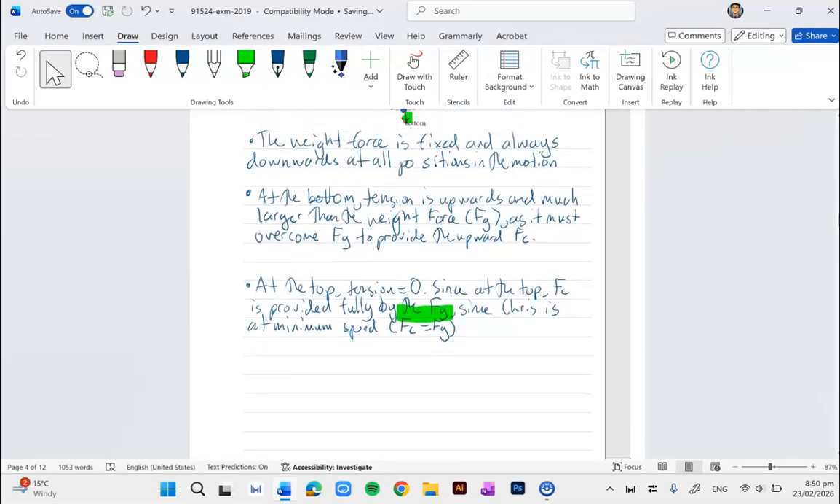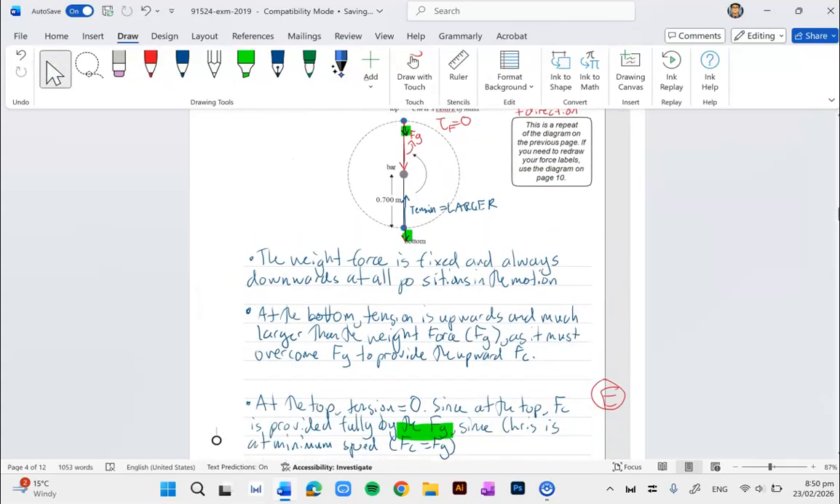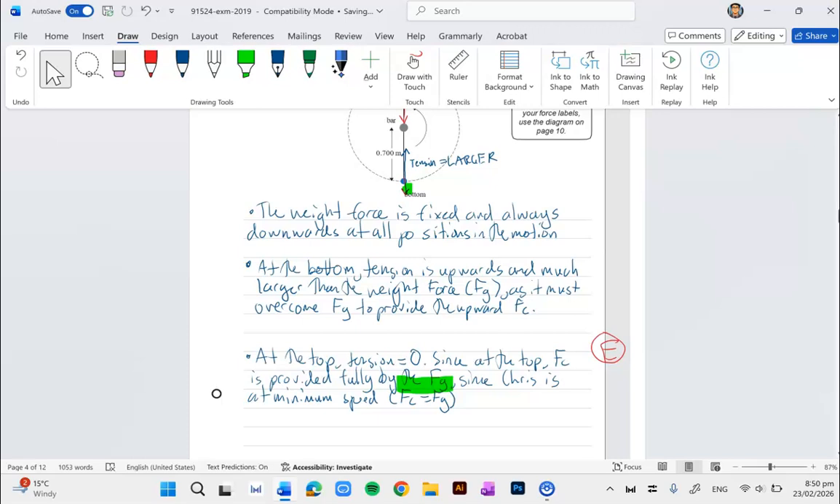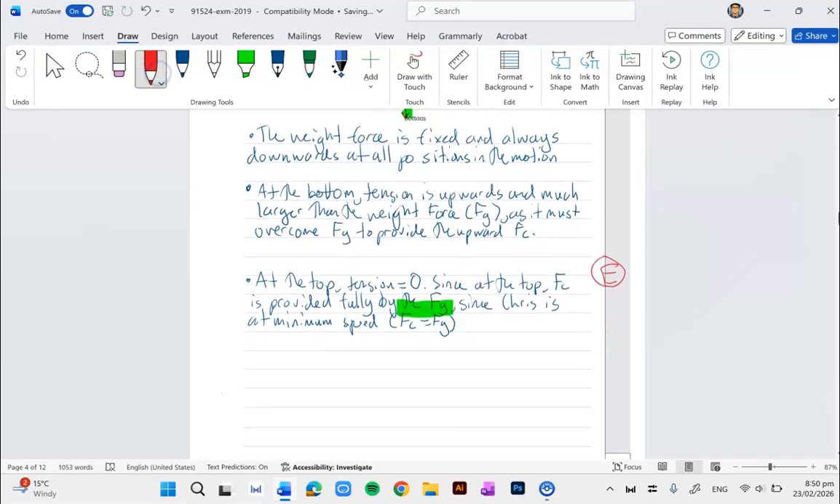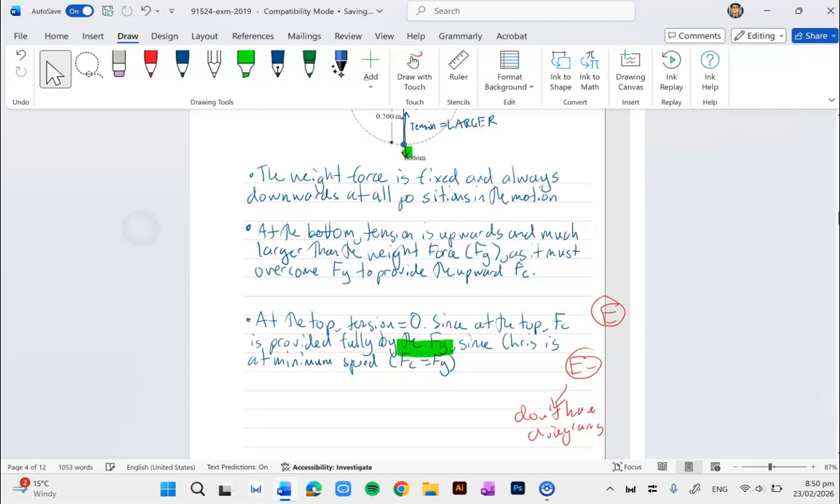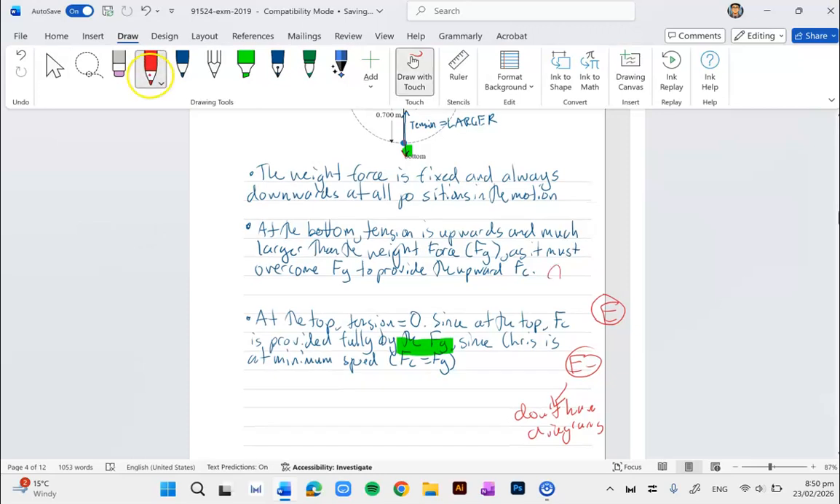So this is an excellence question. If you have all 3 points plus correct diagrams, you get an excellence. You could even get an E minus, that's if you don't have the diagrams. Merit is tension force drawn or described, so here or here, and achieved is any point.